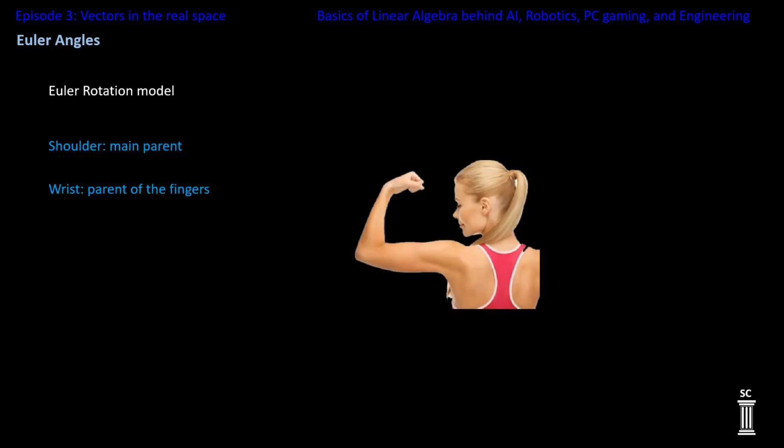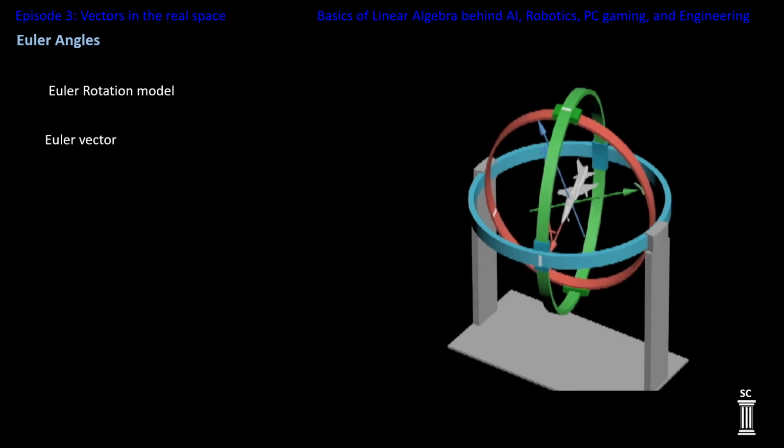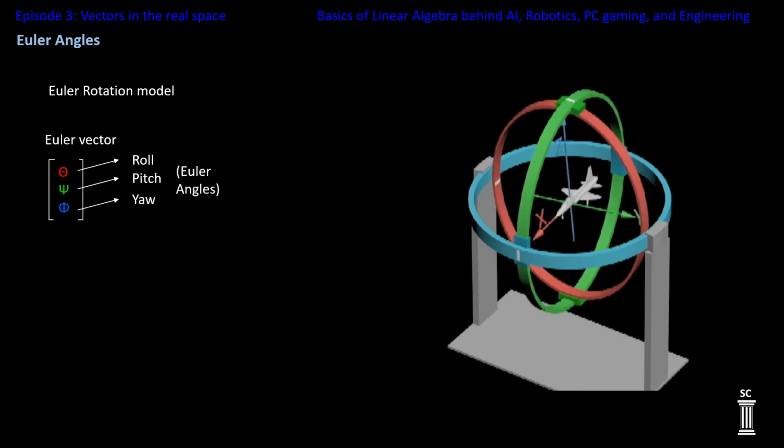Let's compare the human arm. The shoulder is the main parent of the arm. If you rotate over the shoulder joint, then the rest of the arm moves along with it. The wrist is a parent of the fingers. If you rotate with the wrist, then the fingers move along with it. So there we are, the Euler angles with roll, pitch and yaw.